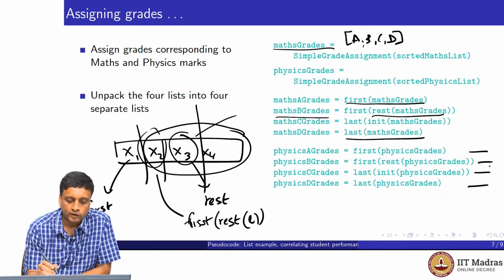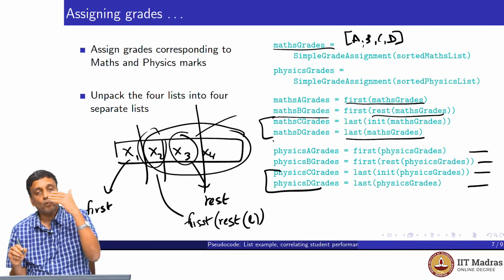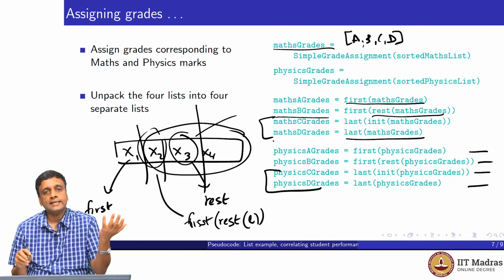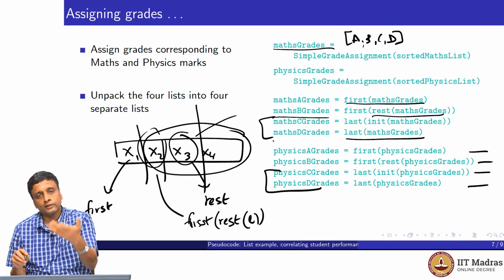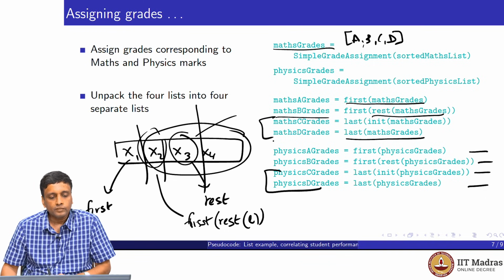Now in this, of course, we are not interested at all in the C and D grades, because we are only looking at the well performing students. So students have got at least A or B, but in the process of doing those 4 lists, we have got 4 more lists, so it's no harm. Anyway, we will continue, right?